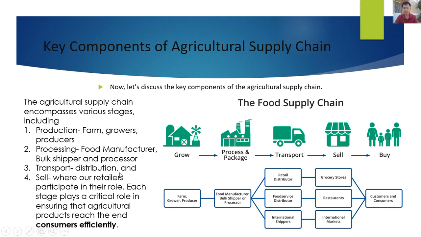Then, after the transport, it will proceed to sell. These are the grocery stores, restaurants, and the international markets. This is where our retailers play their role. Each stage plays a crucial role in ensuring that the agricultural products reach the end, where the customers and consumers will meet with the product, and the consumers are going to pay for that product.